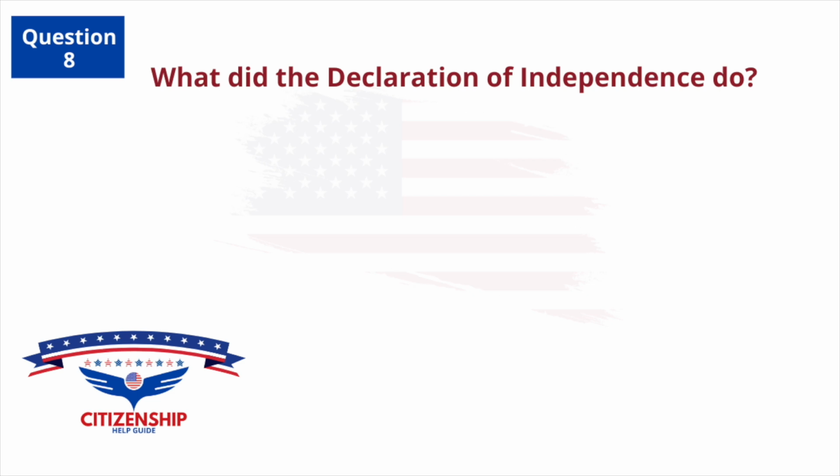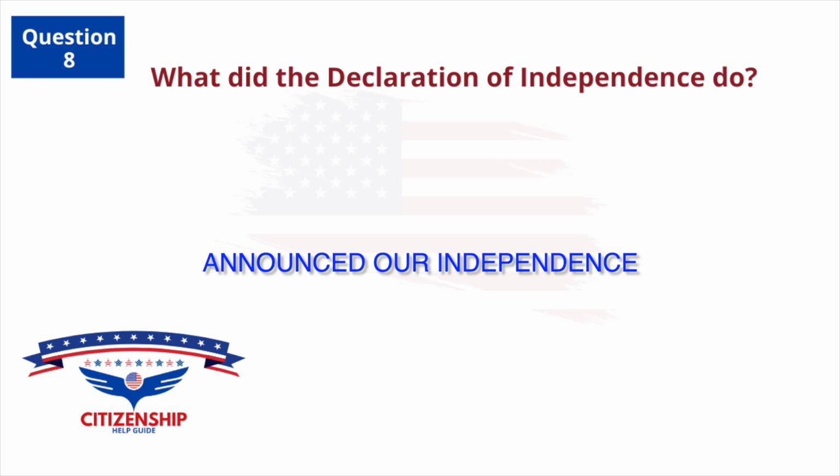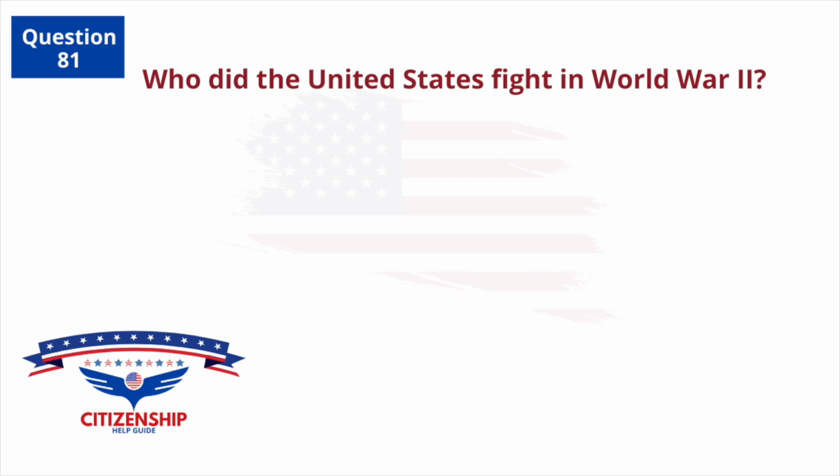What did the Declaration of Independence do? Announced our independence from Great Britain. Who did the United States fight in World War II? Japan, Germany, and Italy.